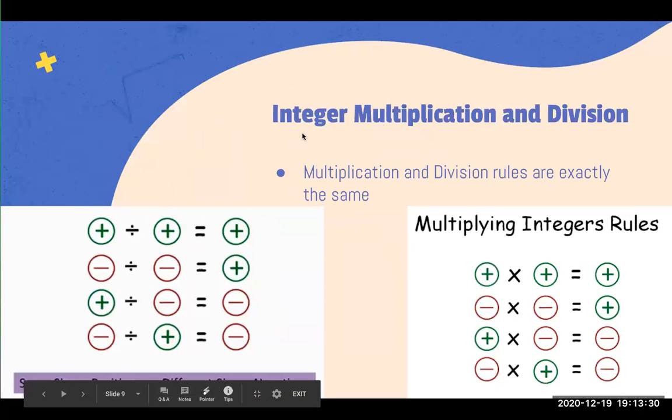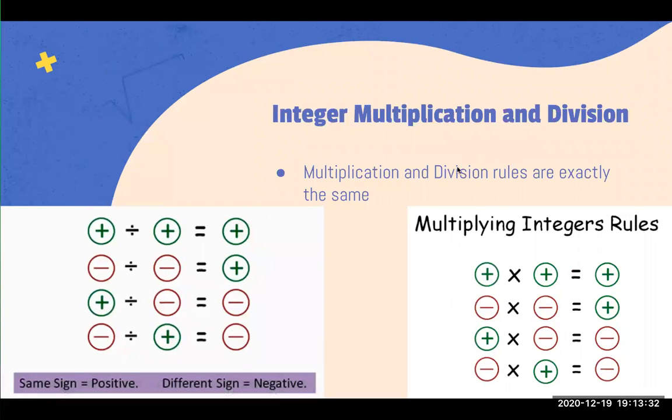Integer addition and subtraction. Now we're going to go on to integer multiplication and division. Multiplication and division rules are exactly the same. Positive divided by positive equals another positive. Negative divided by negative equals another positive.